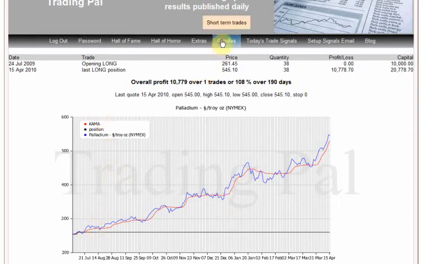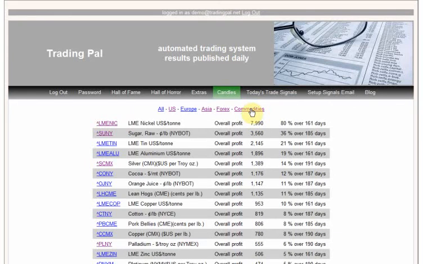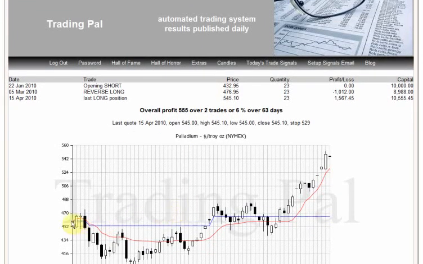Let's have a look at the short-term candles. Let's click on commodities, and palladium is there. And we've got 2 trades. For some reason we got off on the wrong foot with a short trade, and we only make 6% over 2 months. So nothing is perfect.